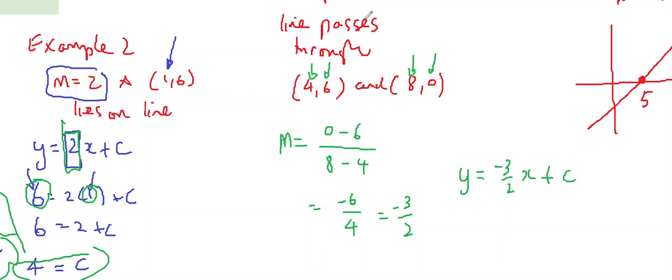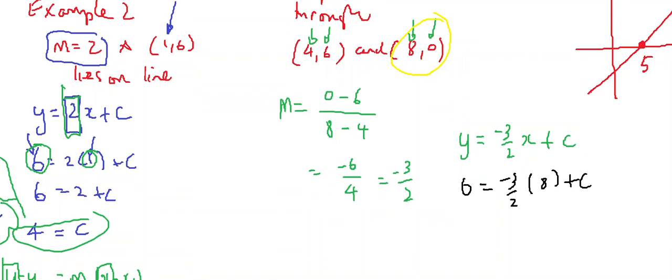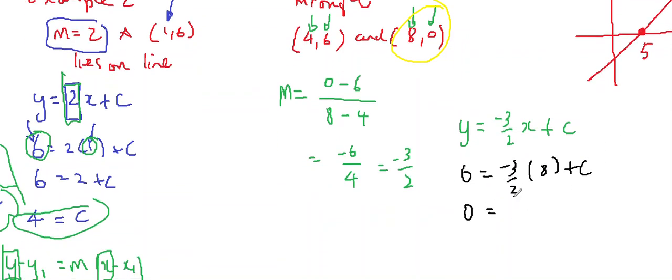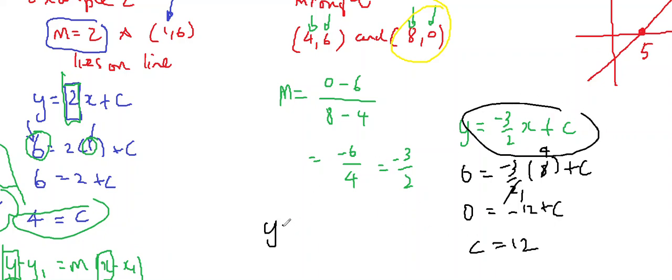So I might choose a point. I could choose either of the points. I'm going to use this point, which means I have 0 equals -3 on 2 times 8 plus c. 0 equals, 2 goes into 2 once, goes into 8 4 times, -12 plus c. c equals 12. Therefore, my equation becomes y equals -3 on 2 x plus 12.